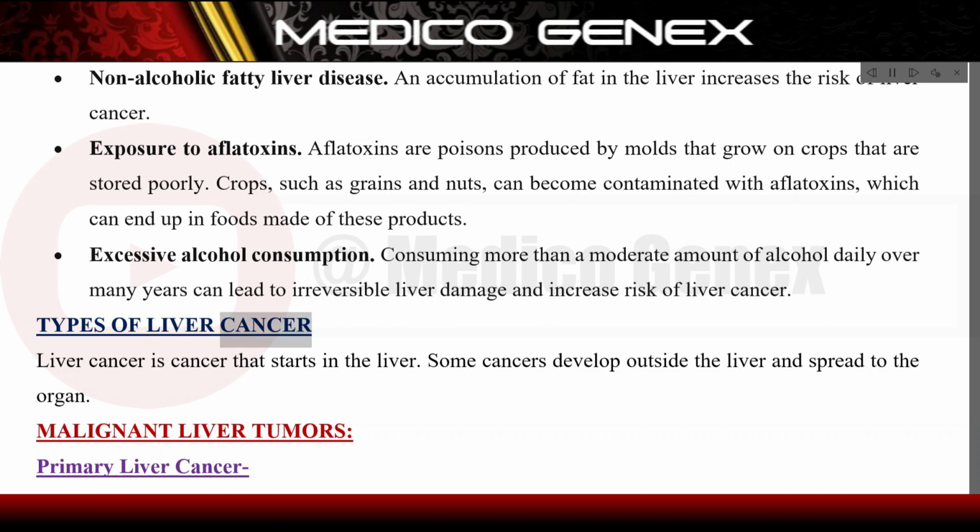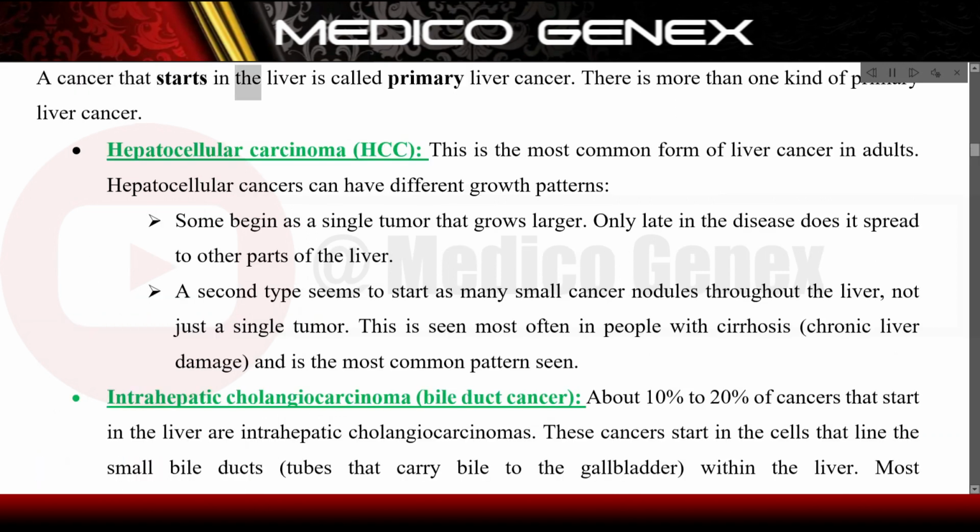Types of liver cancer. Liver cancer is cancer that starts in the liver. Some cancers develop outside the liver and spread to the organ. Malignant liver tumors. Primary liver cancer. A cancer that starts in the liver is called primary liver cancer. There is more than one kind of primary liver cancer.